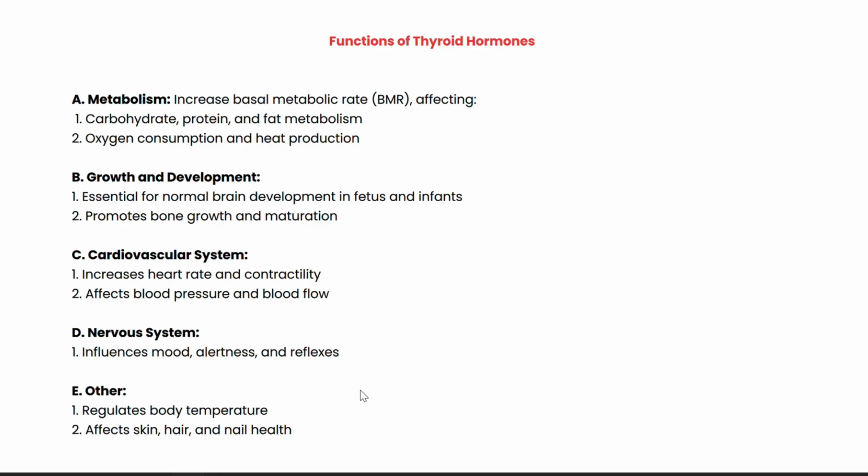Thyroid hormones have a wide range of effects throughout the body. They are crucial for regulating our metabolism, influencing how our bodies use energy from food. They increase our basal metabolic rate, affecting the metabolism of carbohydrates, proteins, and fats, as well as our oxygen consumption and heat production. Thyroid hormones are also essential for normal growth and development, particularly brain development in fetuses and also in infants. And they promote bone growth and also their maturation.